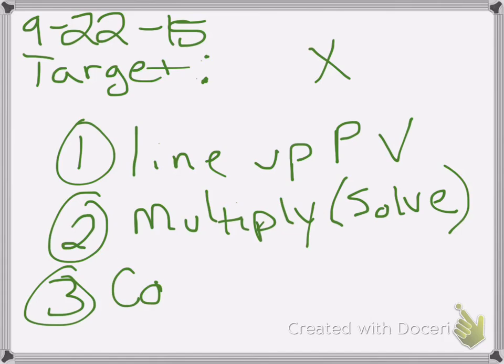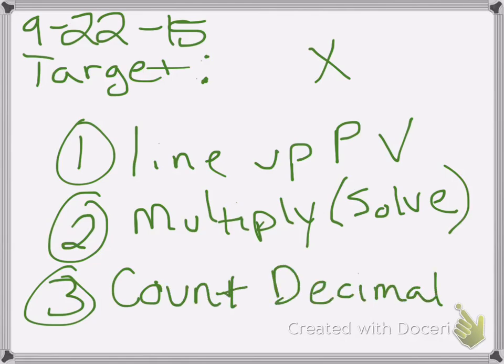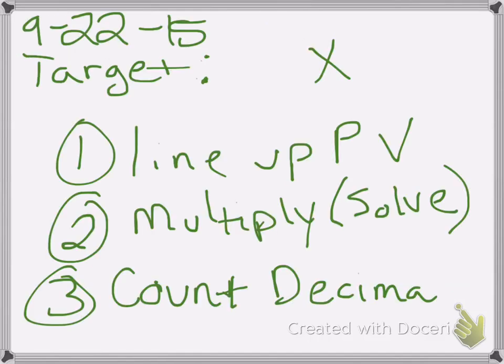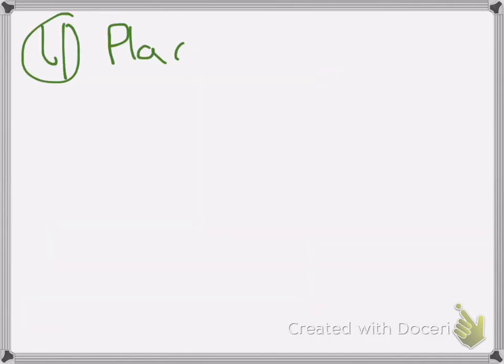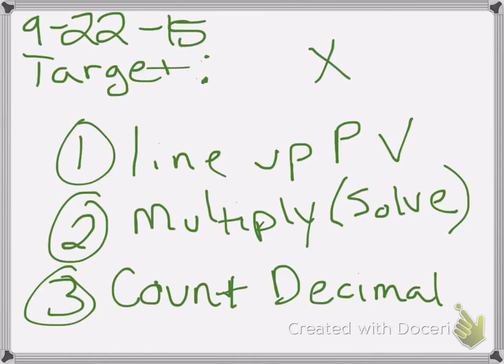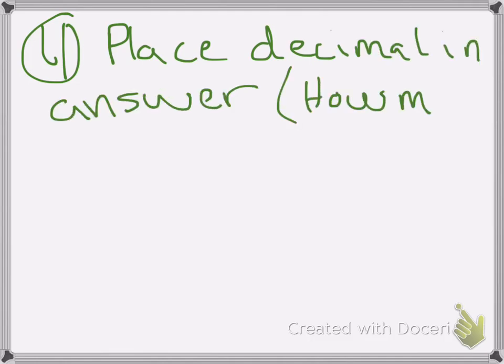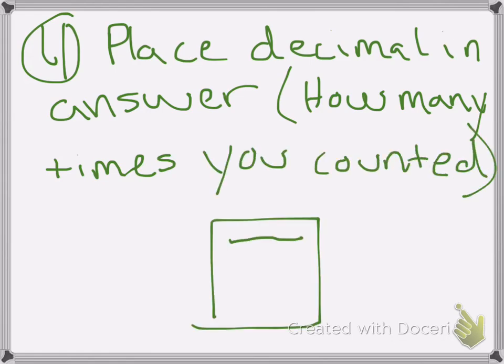So step 1 is to line up your place value. Step 2 is to multiply or solve. Step 3 is to count your decimals. We'll go over what that actually means in just a second. But step 1, line up your place value, multiply or solve. Now count the decimals from your question. Step 4 is to place your decimals in your answer. What that means is you place in your answer how many you counted.